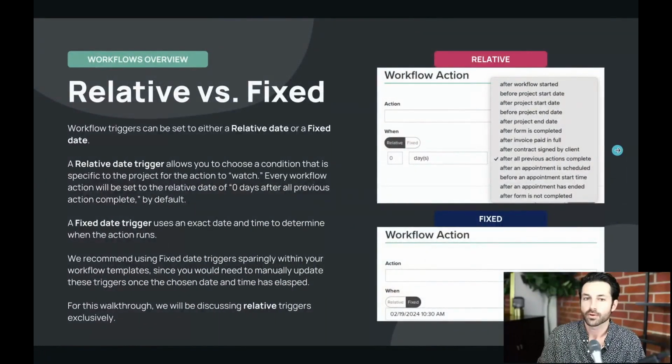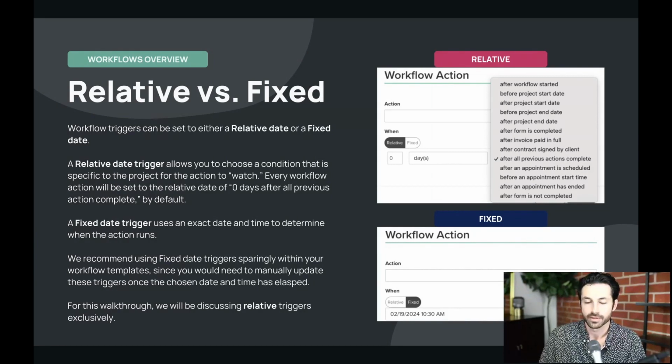So workflow triggers can be split into 2 different kinds, relative versus fixed. Now, workflow triggers will default to relative and 0 days after a previous action is complete. But we'll talk a little bit about fixed right now just to kind of get it out of the way. But the idea is that most of the time we're going to be using relative triggers since they give us the widest breadth of options as far as when to time our actions. Because we're going to be looking at other conditions specific to the project that you're in.